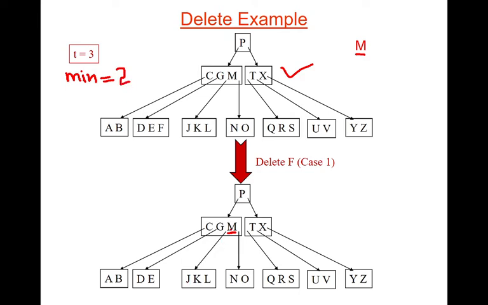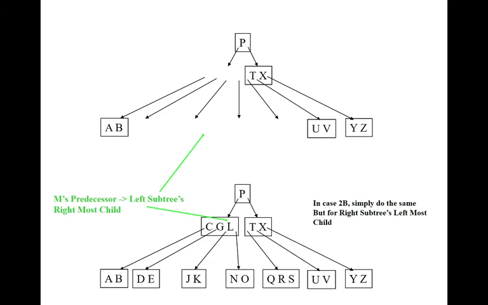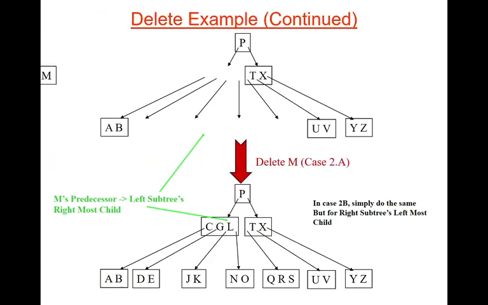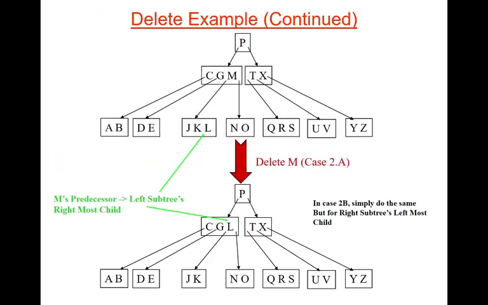And this M is to be deleted from here. Now we will go to its left child, right? In this left child we know that it has at least t keys, which is 3, which is fine. So the predecessor of M is L. So what we will do, we'll remove this M from this place, and we will put L here. So this is how this M will be deleted. Now let me make sure that it is exactly like this. If you see the next slide, the deletion happens exactly like this, right?